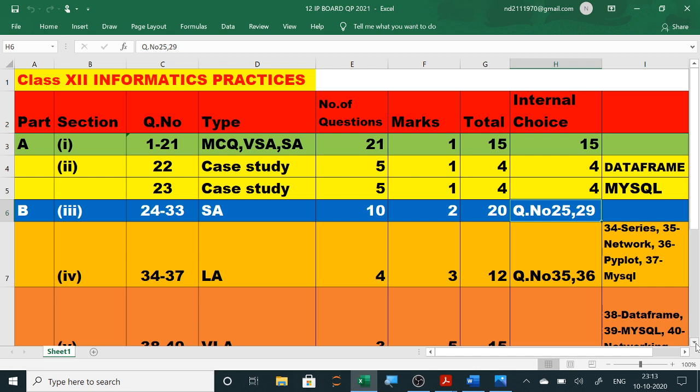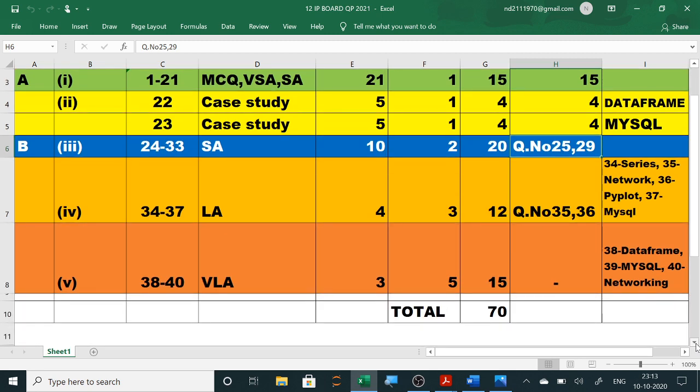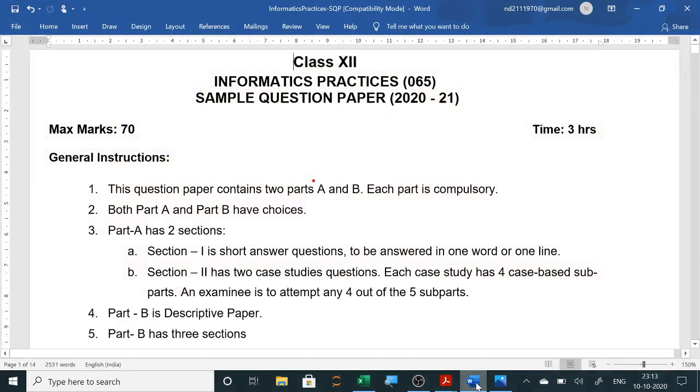Next is your 5 marks questions. This is the last section, that is section 5. Here you can see 3 questions, 38 to 40, of 5 marks each, so 15 marks total. Now in this we have seen that question 38 consists of data frame, 39 is of MySQL, and the 40th question is of networking. Now we will see the question paper here.